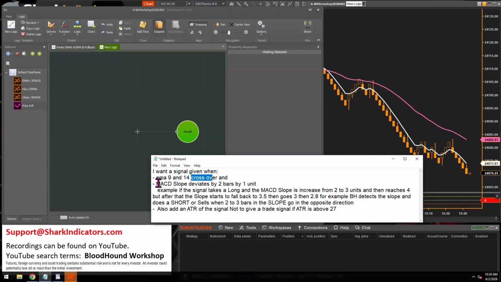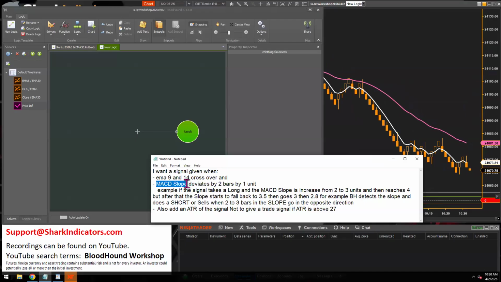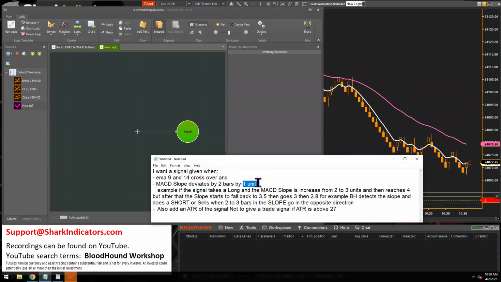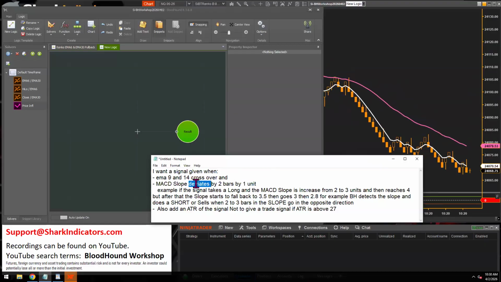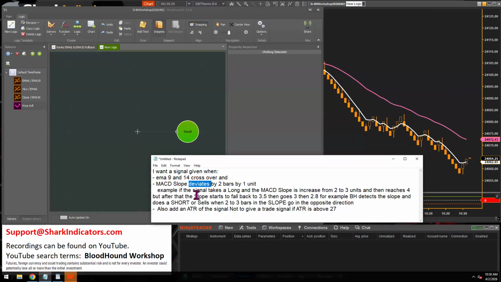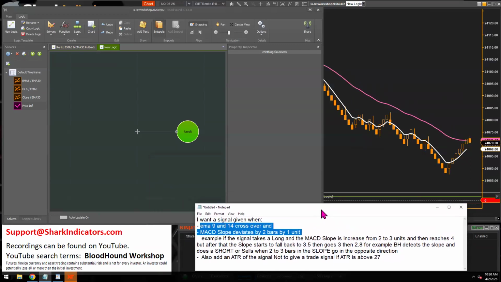And then we have a MACD condition. So we need the MACD sloping pretty significantly. So the slope on it needs to be 1 unit of slope there. That's what I think is intended by using the word deviates. So yeah, so let's kind of just build this out here. This would be pretty simple to do.